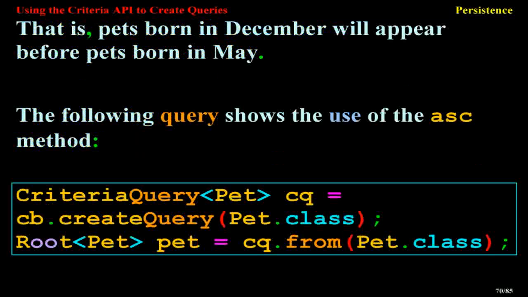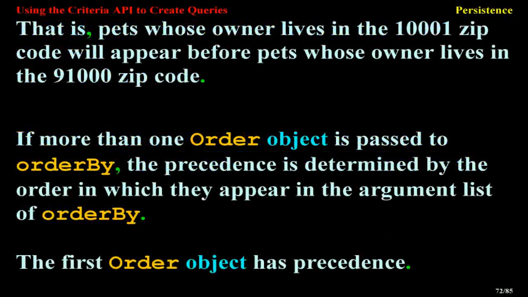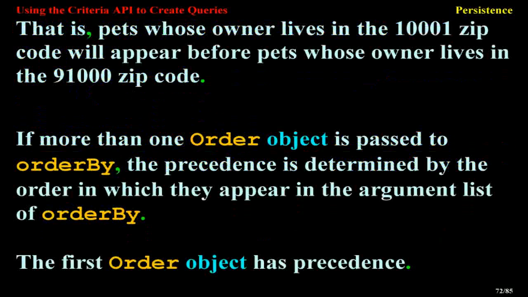The following query shows the use of the asc method. CriteriaQuery<Pet> cq = cb.createQuery(Pet.class); Root<Pet> pet = cq.from(Pet.class); Join<Owner, Address> address = cq.join(pet.owners).join(owner.address); cq.select(pet); cq.orderBy(cb.asc(address.get(Address_.postalCode))); In this query, the results will be ordered by the pet owner's postal code from lowest to highest. That is, pets whose owner lives in the 10001 zip code will appear before pets whose owner lives in the 91000 zip code.